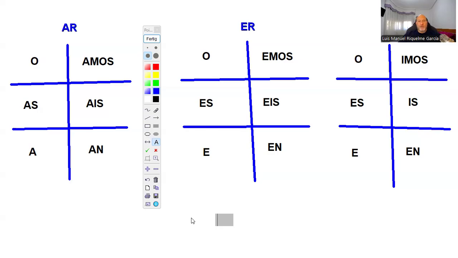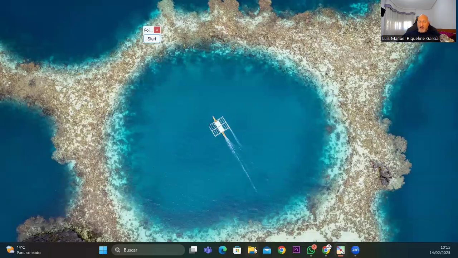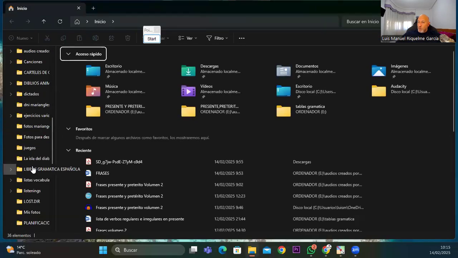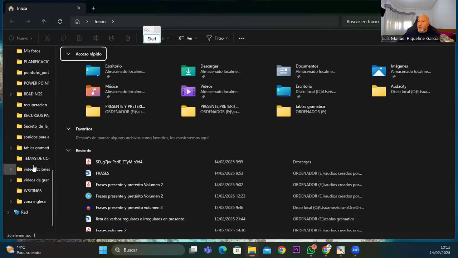So now that we've seen the endings, probably it will be wise to have a look at a list of the most common regular verbs in the Spanish language. I have a list that is quite long, and I think I've given it to you. But I'm going to open the list here, and I'm going to go through all those verbs with you.